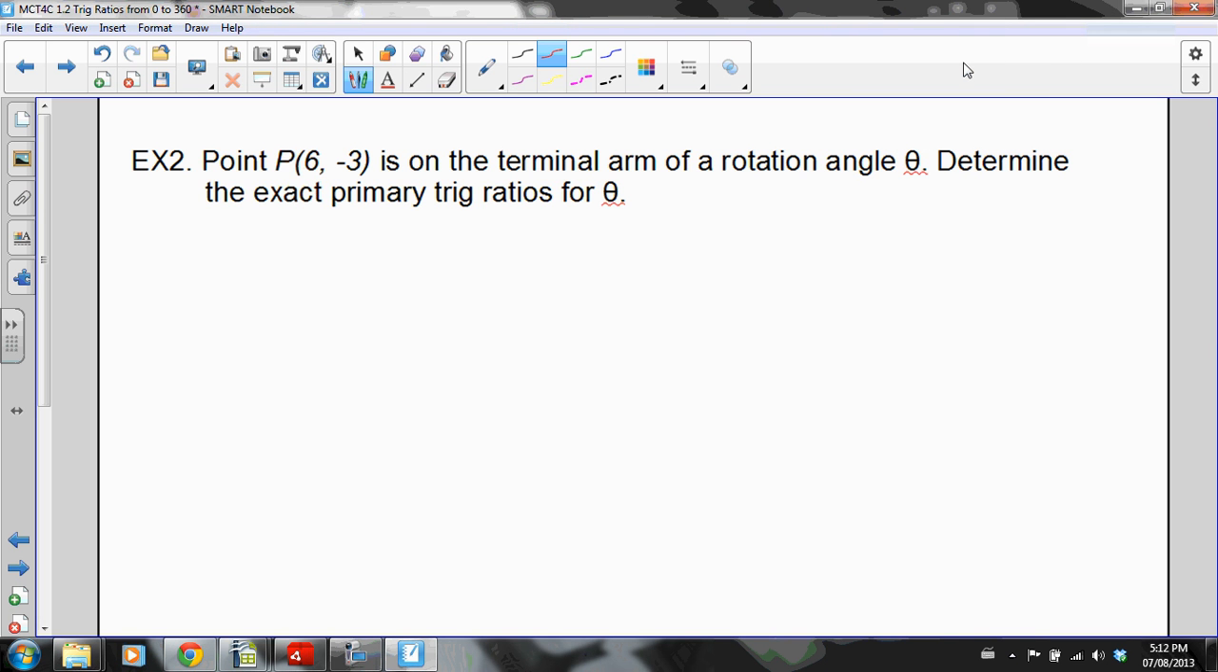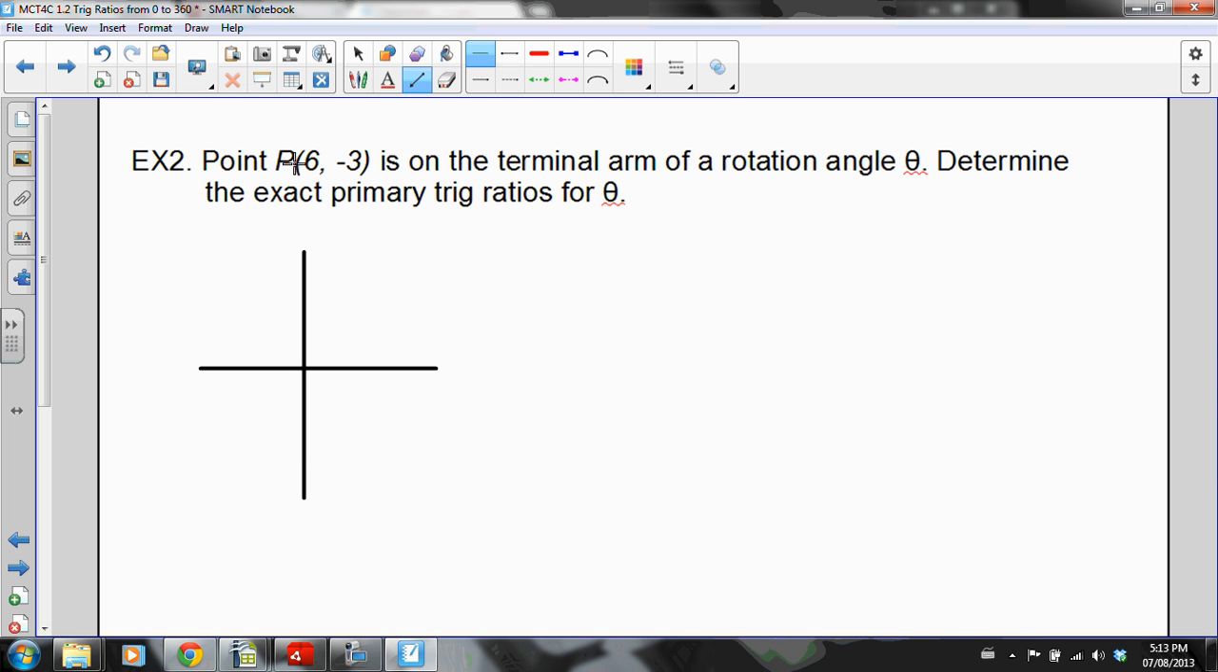Okay, MCT4C, lesson 1.2, part 2. We just talked about the CAST rule, but the example is we've got a point on the terminal arm of a rotation angle, and we're supposed to determine the exact primary trig ratios. So again, just like any other trig question, let's start by drawing a diagram.